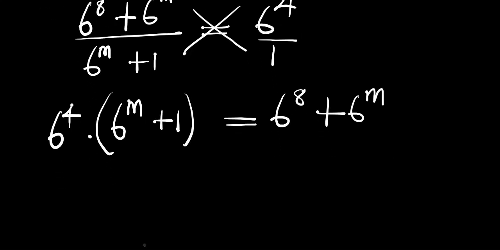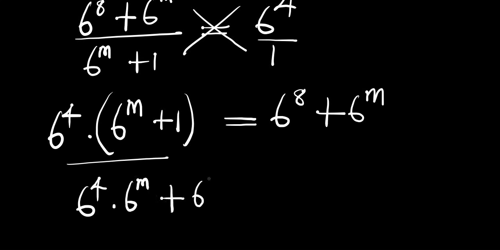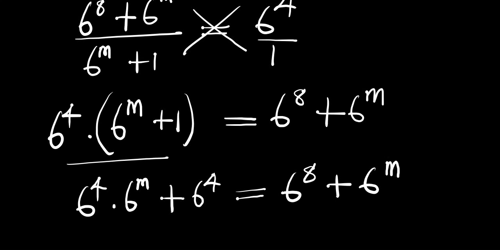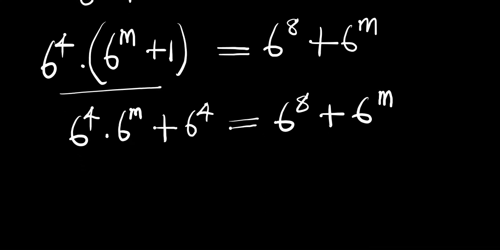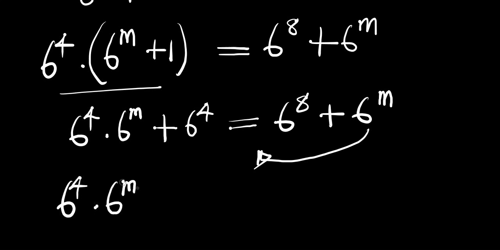So at this point, the next thing we are going to do is we can multiply this out. We have 6 to the power of 4 times 6 power m plus 6 to the power of 4, and this equals 6 to the power of 8 plus 6 to the power of m. So what next can we do? Let's move this 6 to the power of m over to this part of this equation. We are going to have 6 to the power of 4 times 6 to the power of m, then we have minus 6 to the power of m, and this equals 6 to the power of 8.